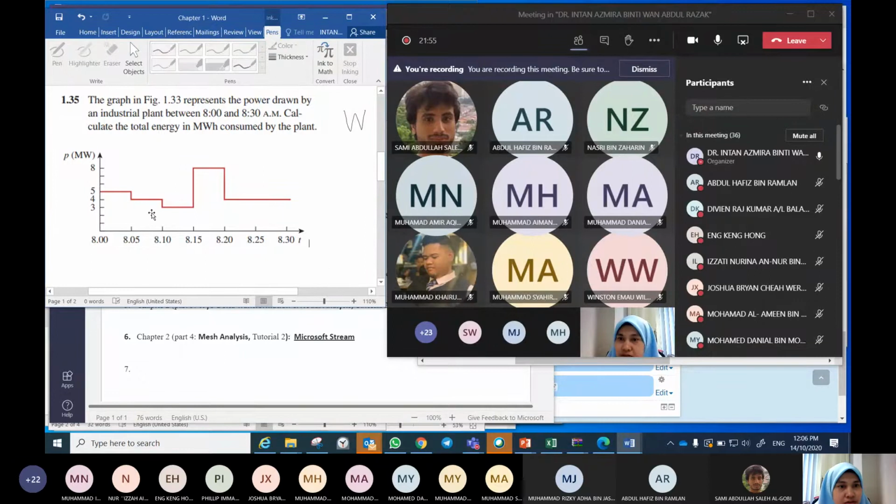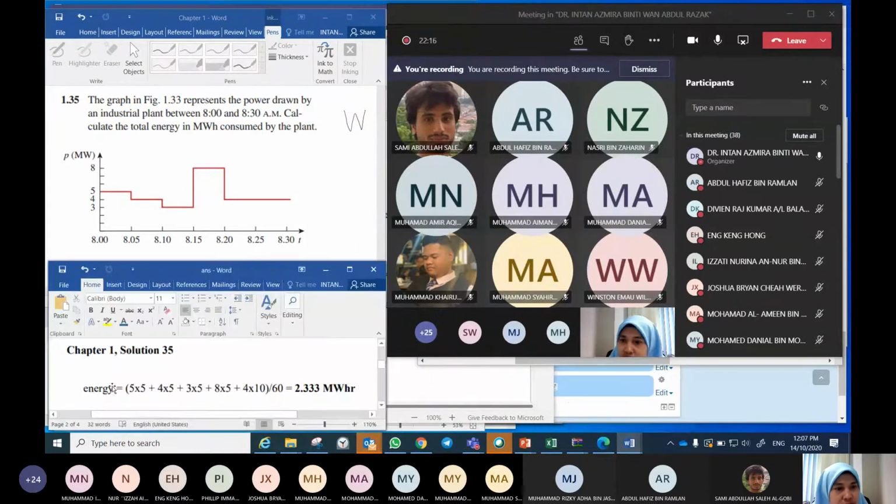The graph represents the power drawn by the industrial plants between 8 a.m. to 8:30 a.m. Calculate the total energy in megawatt hour consumed by the plants. So how to do this? Let me show you the answer.